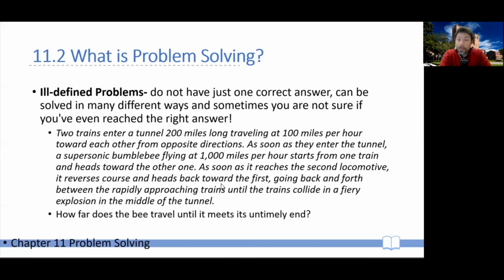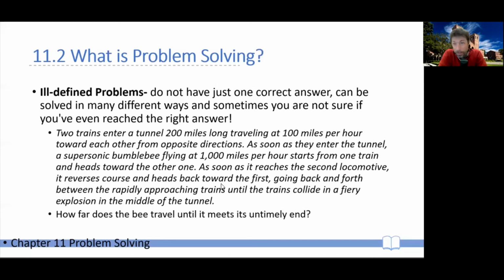Now, as soon as it reaches the locomotive of the other train, it reverses course and very rapidly goes back towards the first train until it gets to the locomotive of that and sort of keeps going until finally the 2 trains meet each other and collide. Now, how far does the bumblebee travel until it meets its untimely end? And I'll wait a moment.